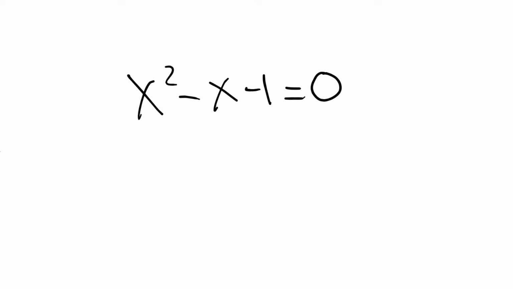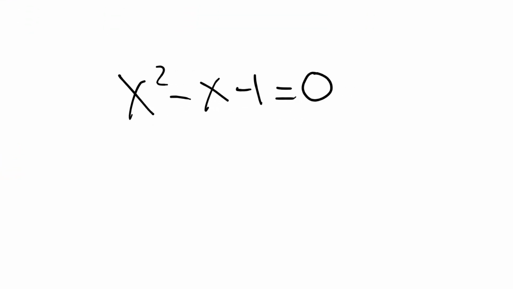And so you've probably seen this equation before. You've probably plugged it into the quadratic equation because you can't factor it. And what's interesting about this algebraic equation is it represents the golden ratio. The golden ratio is represented by the symbol phi.